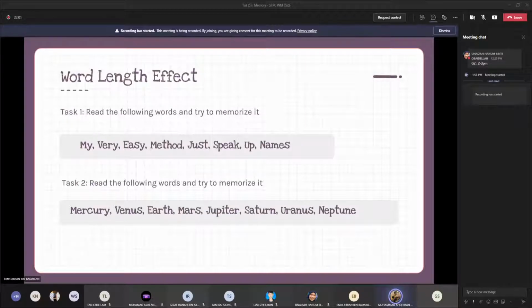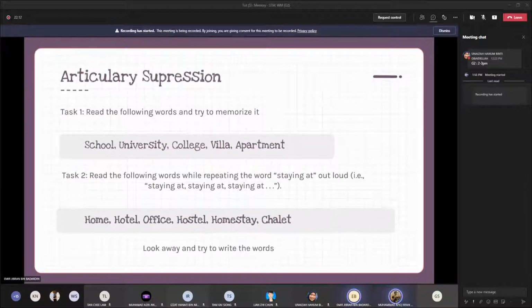We can make an acronym. My very easy method is to just pick up the first letters of the names, which makes it easy to remember the solar system planets. Okay, next, the last effect is articulatory suppression.